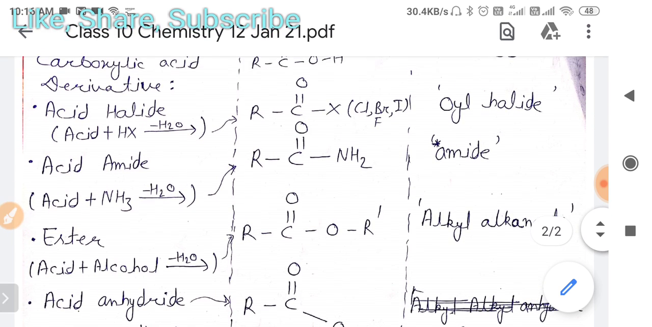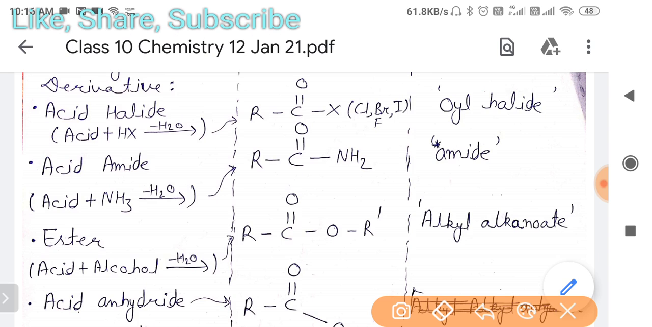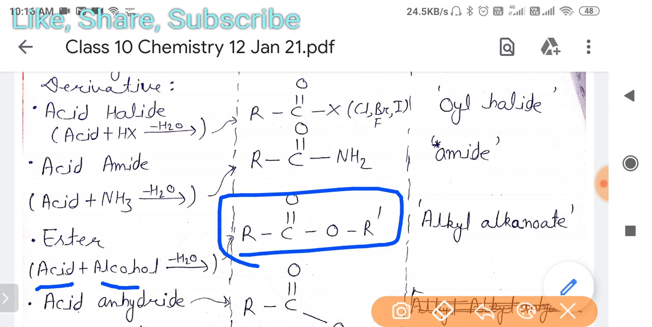Then ester is also formed from this carboxylic acid. When this carboxylic acid reacts with alcohol, one molecule of water is removed, and you can see here RCOOR dash, which is represented by the alkyl alkanoate.